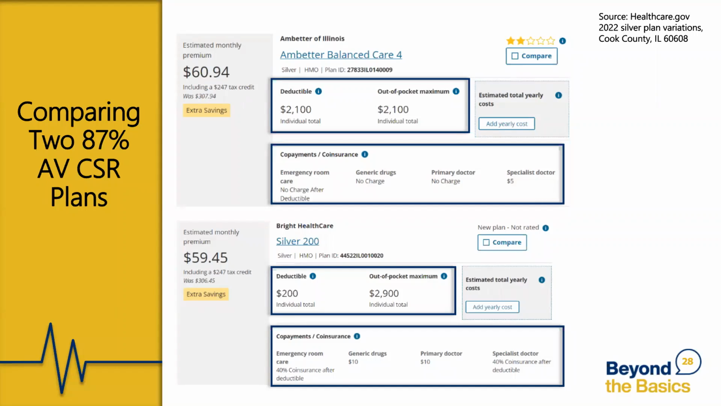But basically, the one on the top is going to have a lot higher upfront costs for somebody that uses pretty much anything other than preventive care. It looks like you can get your primary doctor visit with no charge. You can get your generic drugs for no charge, but somebody who ended up in the hospital ostensibly would have a pretty high upfront cost for that.